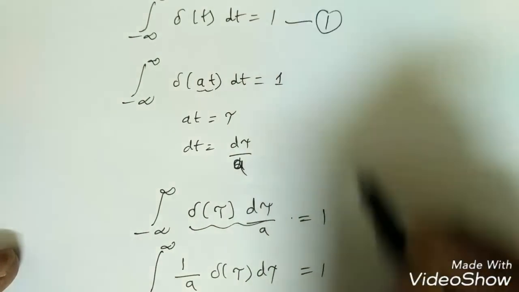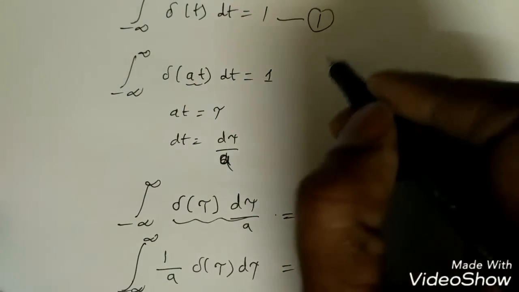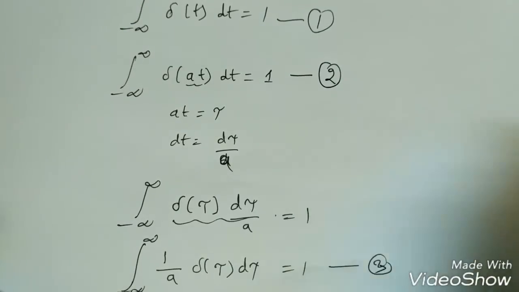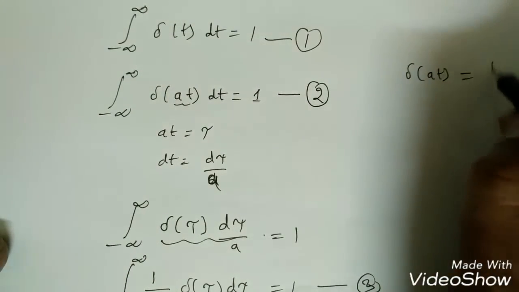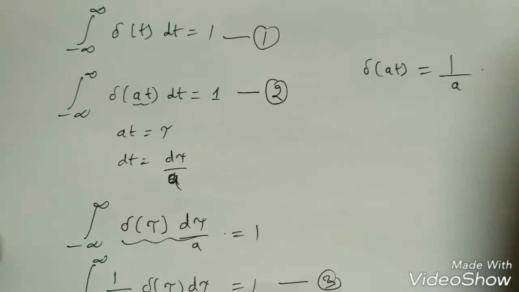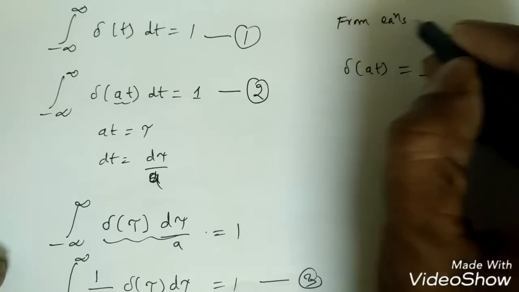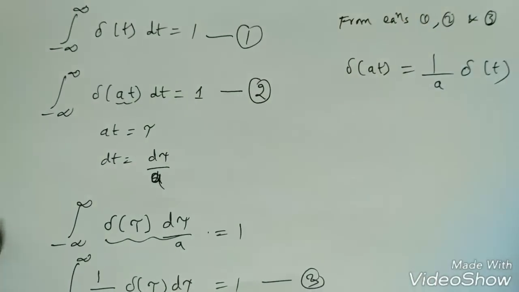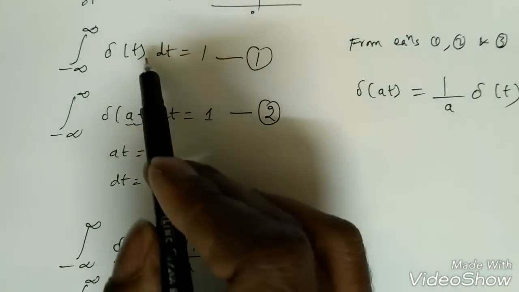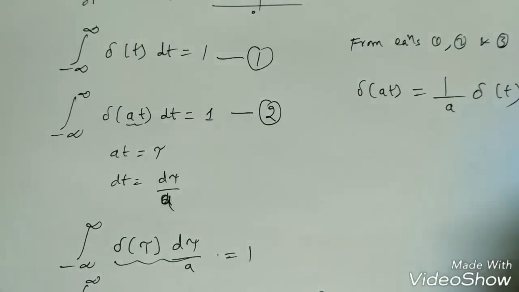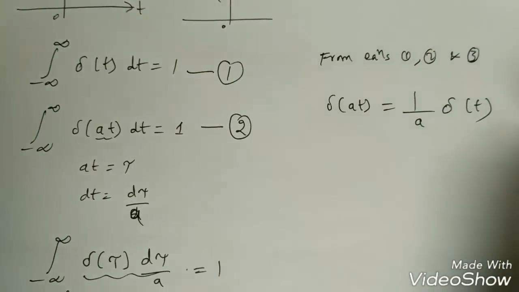If we compare equation 1 and equation 2, right? Now what is this? Suppose this is 2, this is 3. Now from equations 1, 2 and 3 we can easily tell delta of at is nothing but 1 by a into delta of t, right? So if the delta function is scaled by at, the equivalent will be 1 by a delta t. Only the amplitude will be scaled down, right?